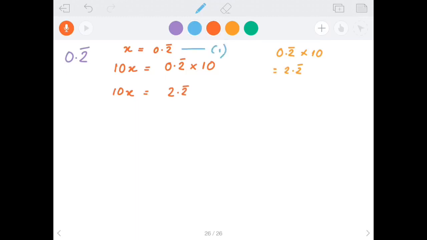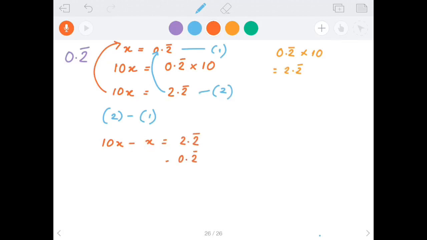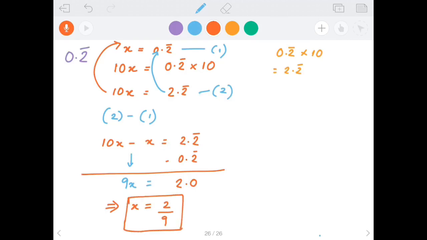As usual, I'm going to mark my first equation and my second equation, and I'm going to subtract both. So 2 minus 1 would give me 10x minus x, which is equal to 2.2 minus 0.2. I'm just going to put one below the other so that it helps you understand it. When I subtract it, I notice that all my 2 bar beyond my decimal point gets cancelled off. My LHS becomes 9x, and what I'm left with on the RHS is 2.0. This implies x is equal to 2 by 9, and I'm just going to highlight that answer, and that is going to be your final answer.